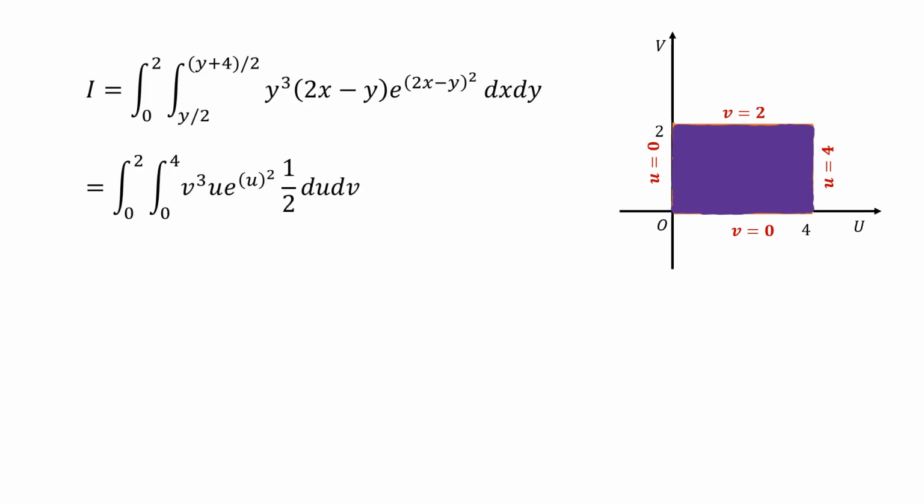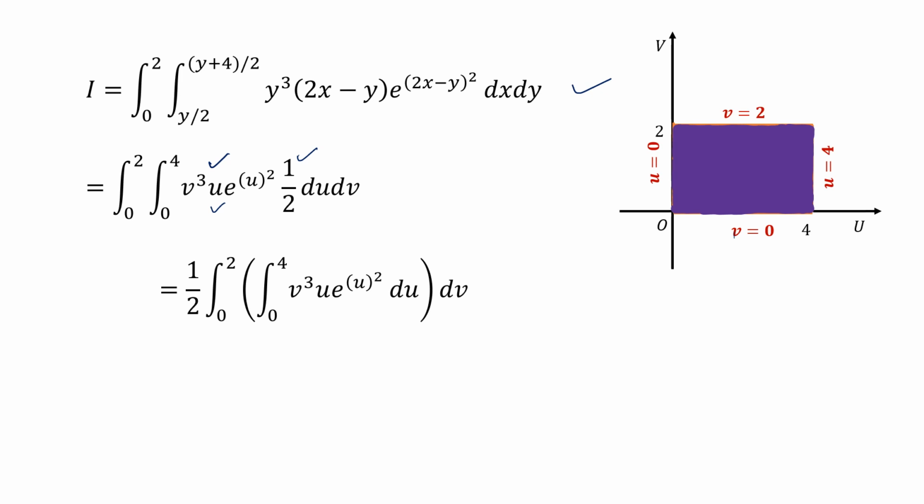So earlier that was your question. Now the limit will be for u it is 0 to 4 and for v it is 0 to 2 that you perform. 1 by 2 is the Jacobian. It is y cube here, so it is v cube. 2x minus y is u, e to the power (2x minus y) square, so it is e to the power u square that we will perform.